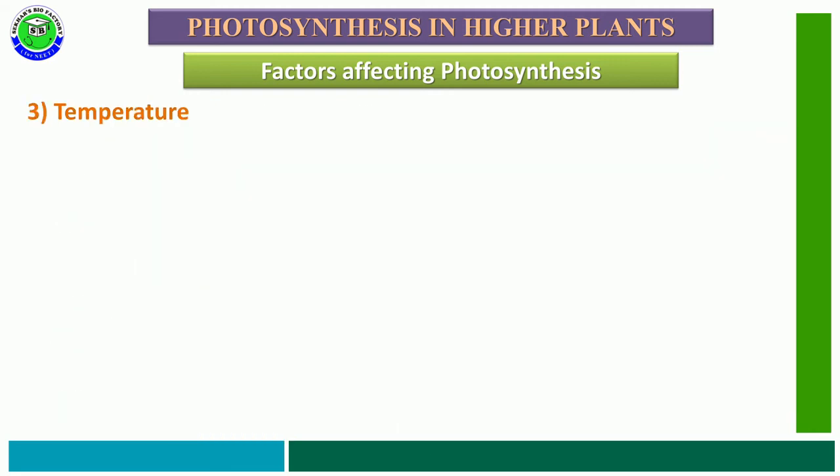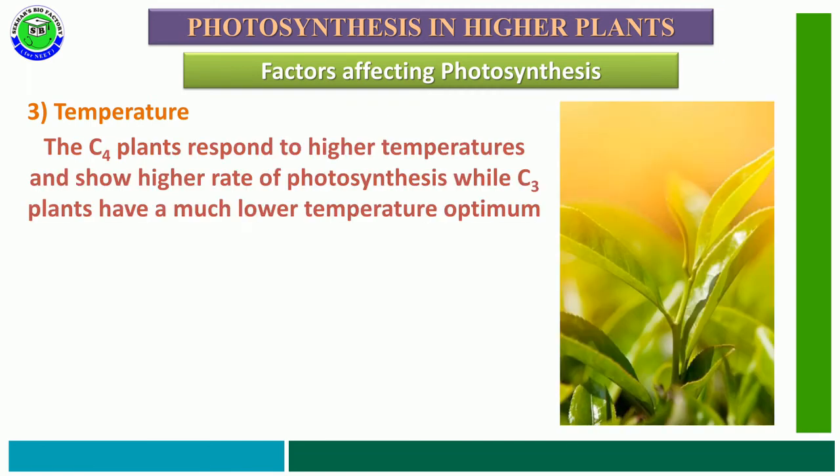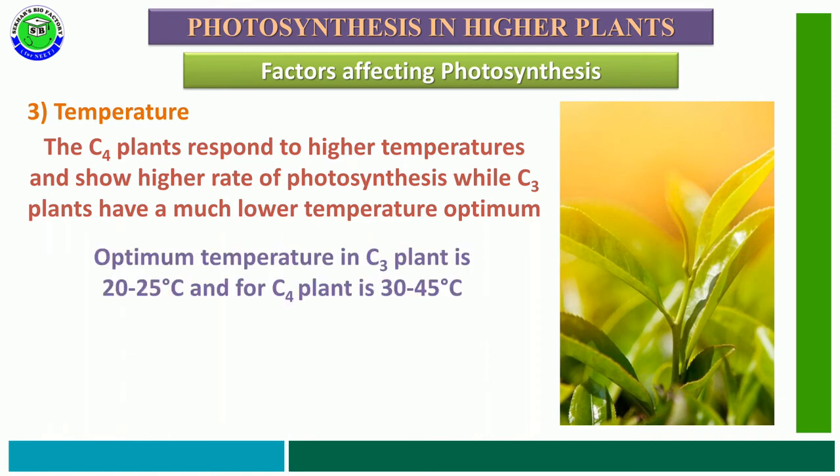The third factor is temperature. C4 plants respond to high temperature and show a higher rate of photosynthesis, but C3 plants have a much lower temperature optimum. C3 plants perform photosynthesis actively between 20 to 25 degrees centigrade, and C4 plants perform photosynthesis actively between 30 to 45 degrees centigrade.